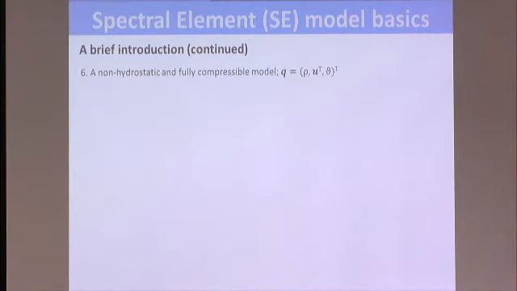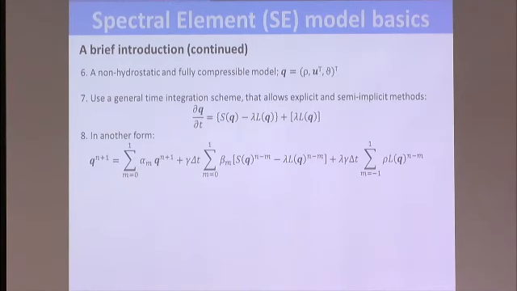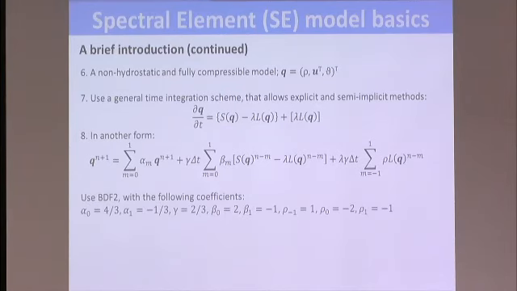model introduction. The model is fully compressible, non-hydrostatic. We're solving for density, velocity, and potential temperature. We use a general time integration scheme that allows explicit and semi-implicit methods. So if lambda is 0, then it's fully explicit. If lambda is 1, then we get semi-implicit. Many of the details were already explained in previous talks. In other form, and these are the coefficients we are using for, in particular, the BDF2 scheme.